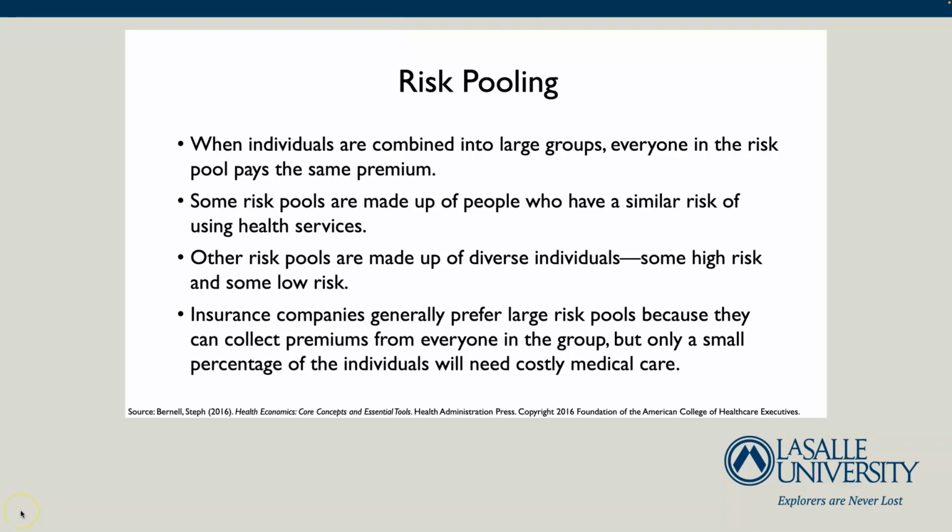Now, let's talk a little bit about risk pooling. When individuals are combined into a large group, everyone in the risk pool pays the same premium, or what's called a community rated premium. Some risk pools are made up of people who have a similar risk of using health services, while other risk pools are made up of diverse individuals, some higher risk and some low risk. Insurance companies generally prefer large risk pools because they can collect premiums from everyone in the group, but only a small percentage of the individuals will actually need costly medical care.